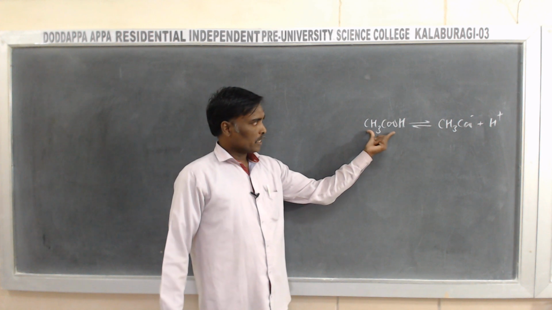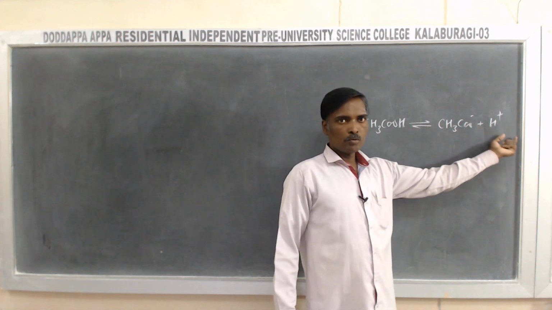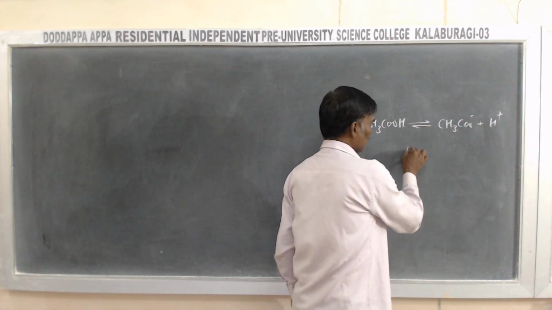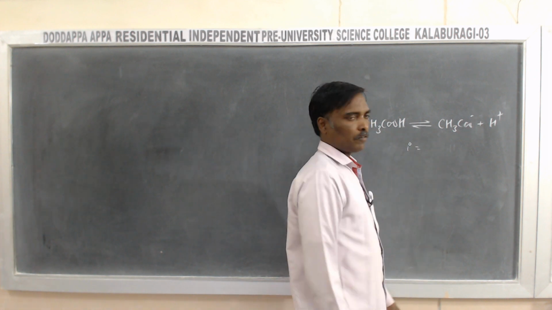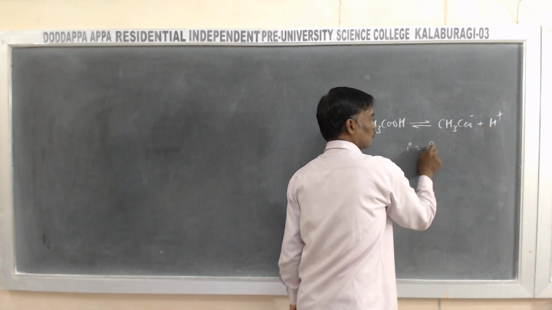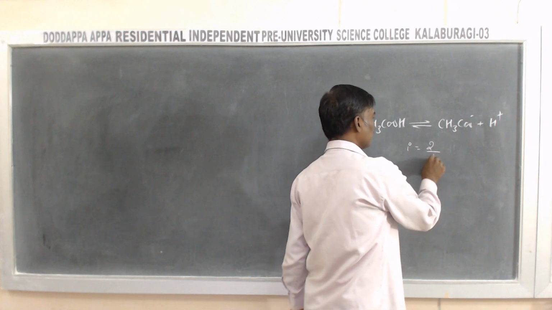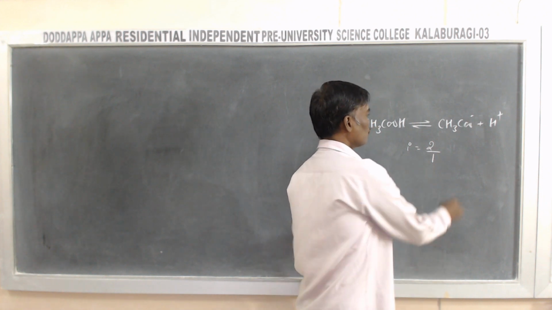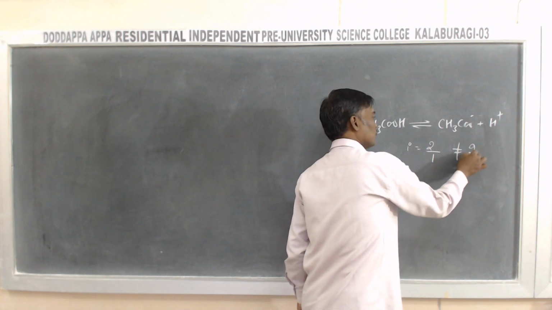So here each molecule dissociated forms two ions. We know the formula i is equal to the number of ions formed, here 2 after dissociation, divided by before dissociation, 1, which equals 2. But it is not true.